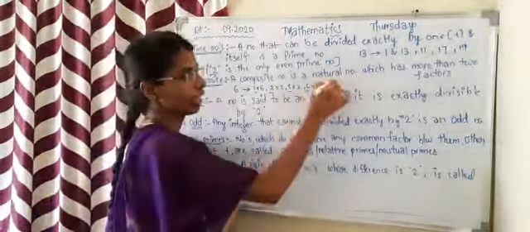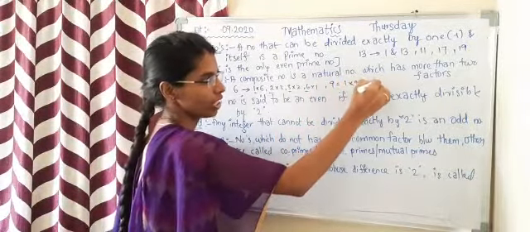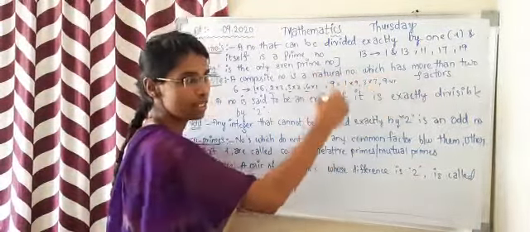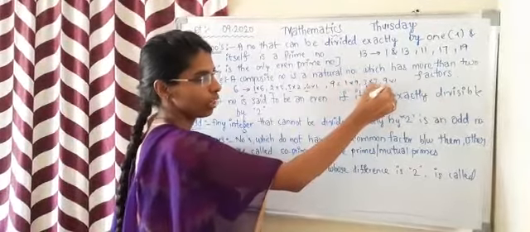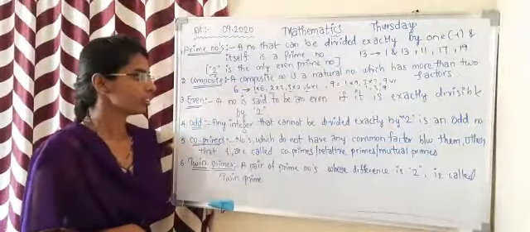For example, 9. We can write 9 as 1 9s are 9, 3 3s are 9, and 9 1s are 9. So it has factors 1, 3, 9. Therefore, 9 is called a composite number.